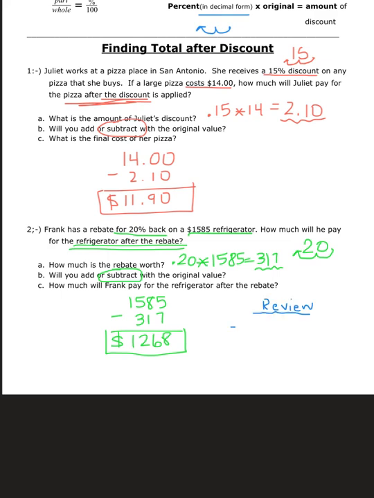All right, so quick review. How do we find the total after a discount is applied? First thing we need to do is multiply the percent in decimal form with the original. Then, because it's a discount, we're going to subtract that value from the original. And once you do that, you end up with your new total amount.